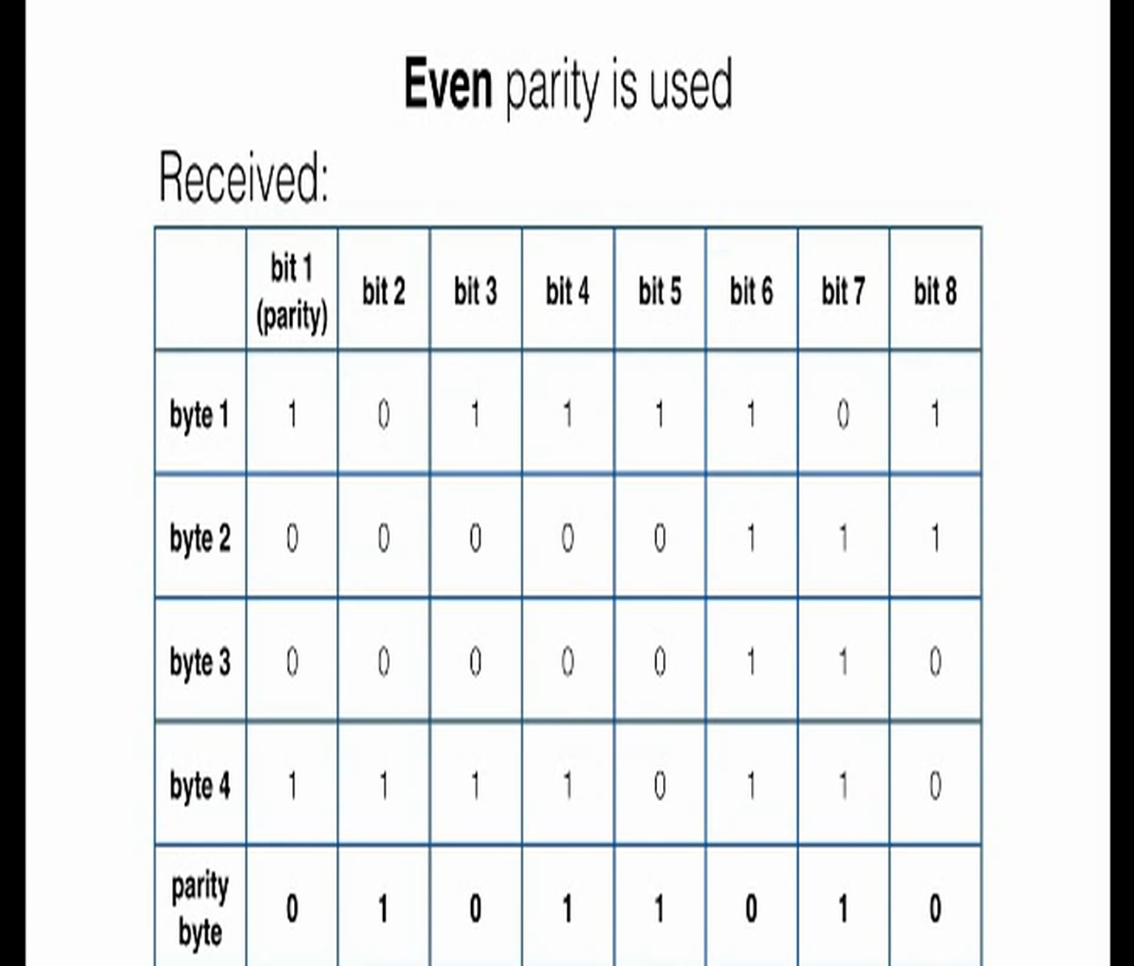But this is received. So how do we find the error? We count this again, and remember that even parity is being used. 1, 2, 3, 4, 5, 6. That looks good. 1, 2, 3. Here we are with byte 2. That's where the error seems to be. So let's check where it is vertically. 1, 2, that looks good. 1, 2, 1, 2, 1, 2, 3. Here we are again. So this must be the bit that's been transmitted incorrectly.